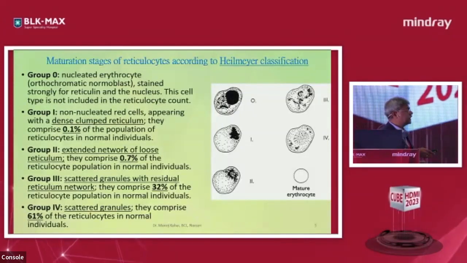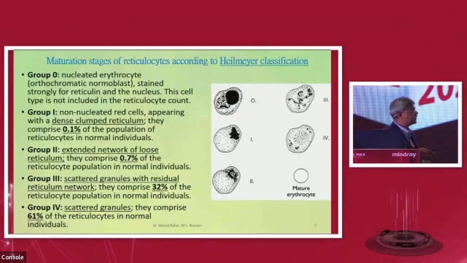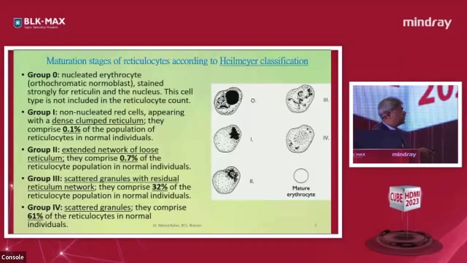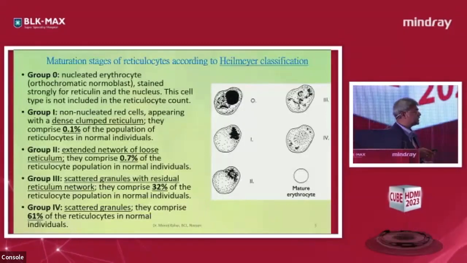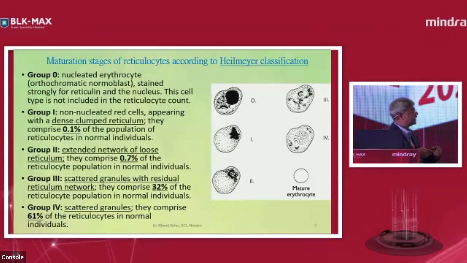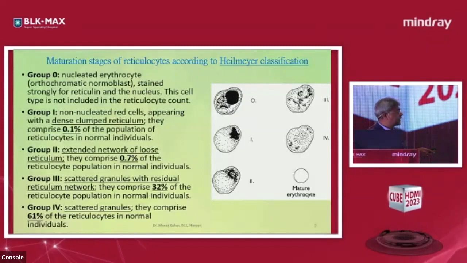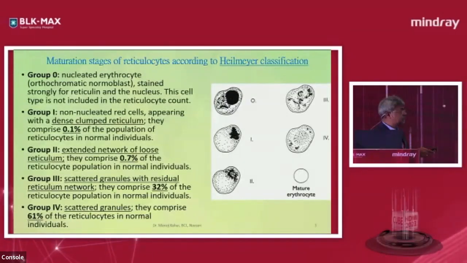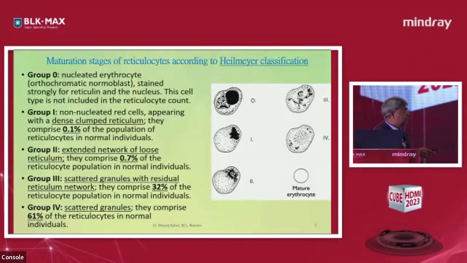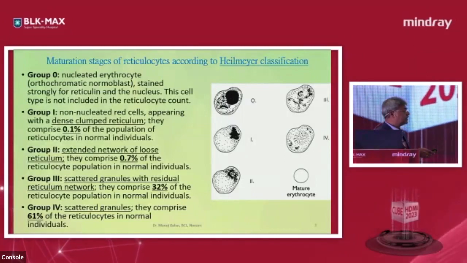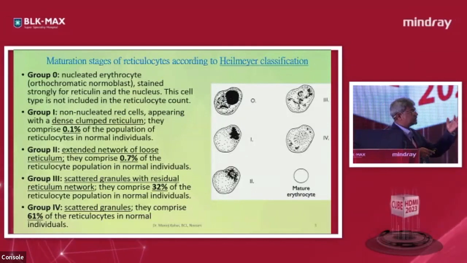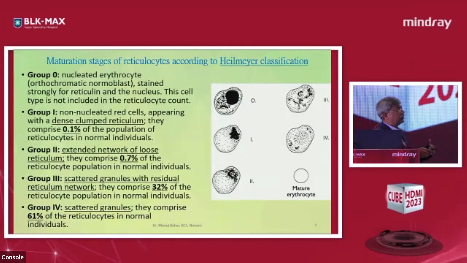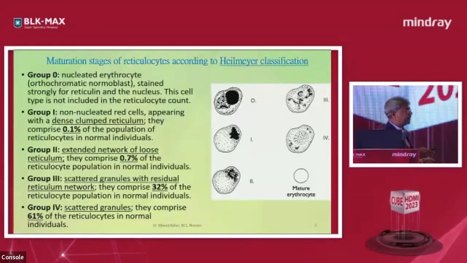Group 2, if you see, they are an extended network of loose reticulum. They comprise about 0.7% of the reticulocyte population in normal individuals. Group 3, if you see the figure there, scattered granules with residual reticulum network, they comprise 32% of the reticulocyte population. And group 4, scattered granules, they comprise 61% of the reticulocytes. So this basic Heilmeyer classification is helpful when we go to the concept of IRF.